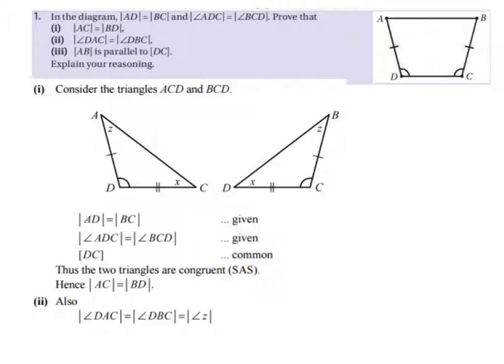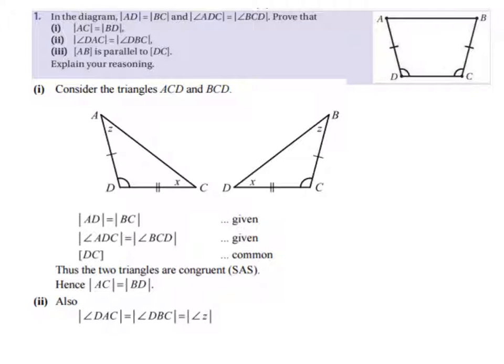The length of AD is equal to the length of BC. That was already given to us. The angle ADC, so this angle here, is equal to the angle BCD, so this angle here. Again, that was already given to us. This angle is equal to this angle.